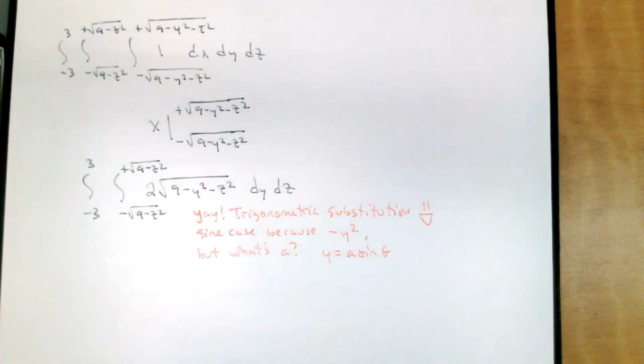But the substitution we want to make is a something times the sine of theta. Yeah, y equals a sine theta. That would be the trigonometric substitution we want to do. If we're going to do a sine case, which we think we want to do because of the minus y squared. If it was plus y squared, that would be tangent case. If it was y squared minus, that would be tangent, secant case.